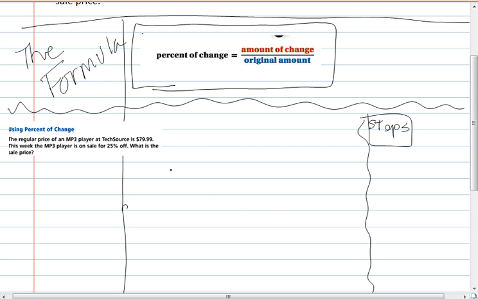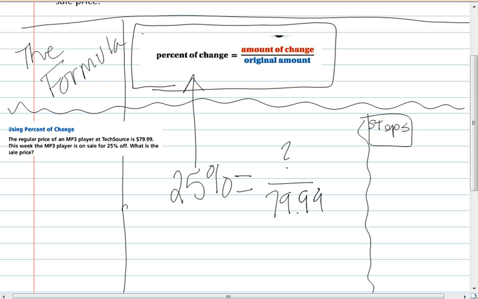So our percent of change is our 25 because that's our percent. So that matches our formula: percent of change equals the amount of change, we don't know that, that's our variable, over the original amount, which is 79.99. So our first step is we set up our formula. And then our next step is we're going to do the math.